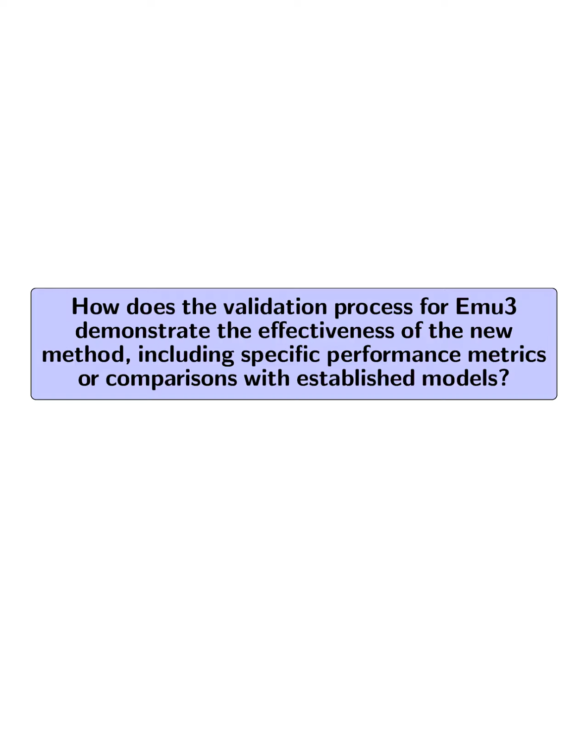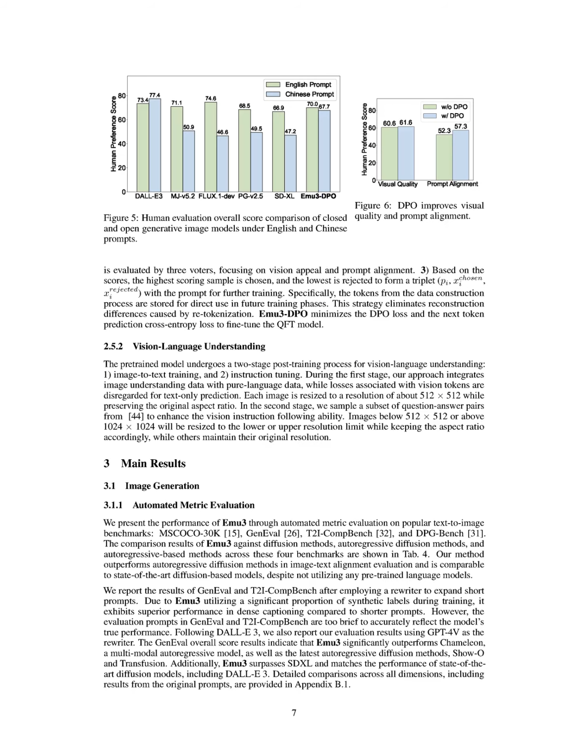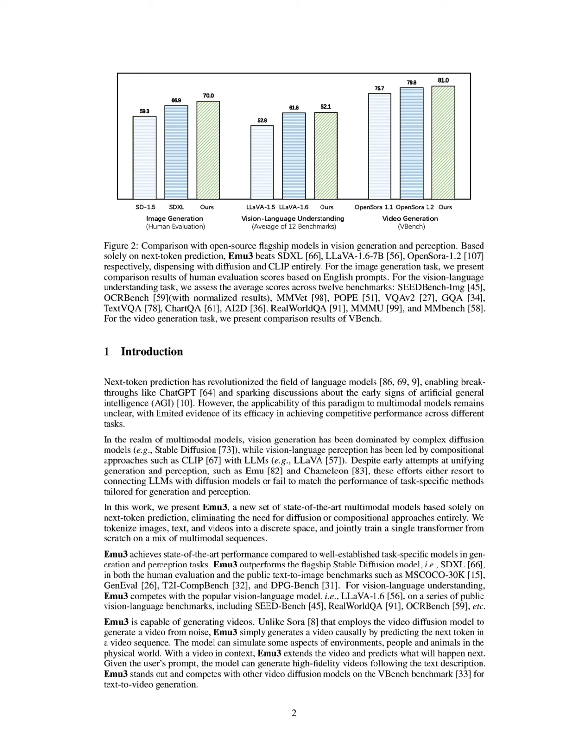How does the validation process for Emu3 demonstrate the effectiveness of the new method, including specific performance metrics or comparisons with established models? The validation process for Emu3 showcases its effectiveness through comprehensive comparisons against established models across various benchmarks. Specifically, Emu3 outperforms the flagship Stable Diffusion Model (SDXL) in human evaluations and public text-to-image benchmarks such as MSCOCO30K, GenEval, T2I CompBench, and DPG Bench, achieving superior scores in image-text alignment evaluations.